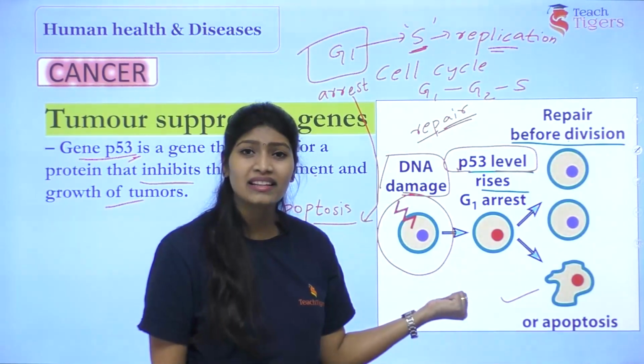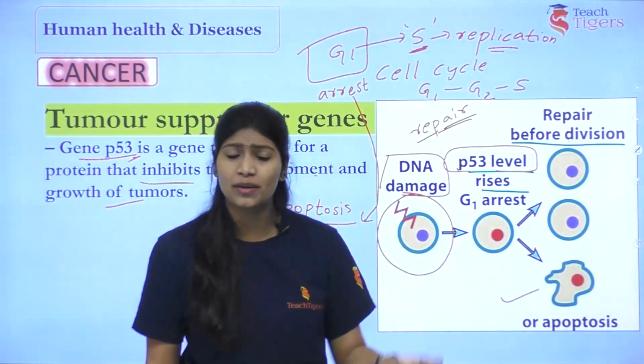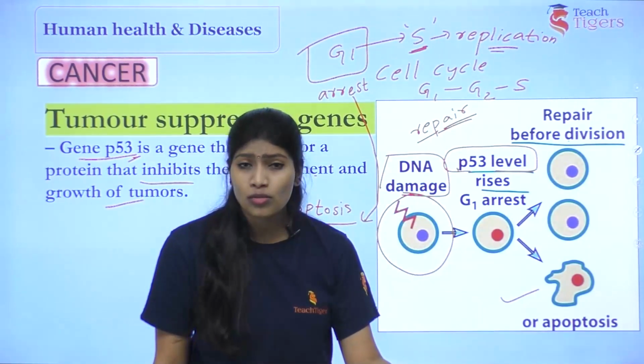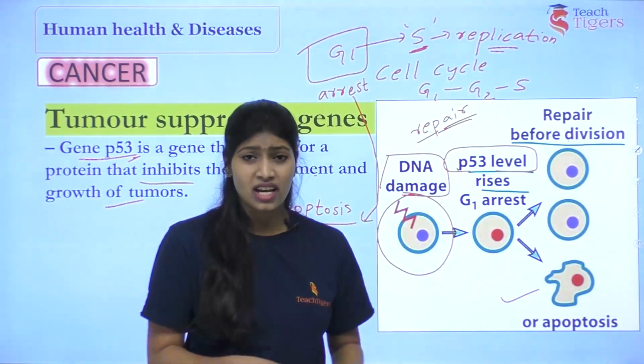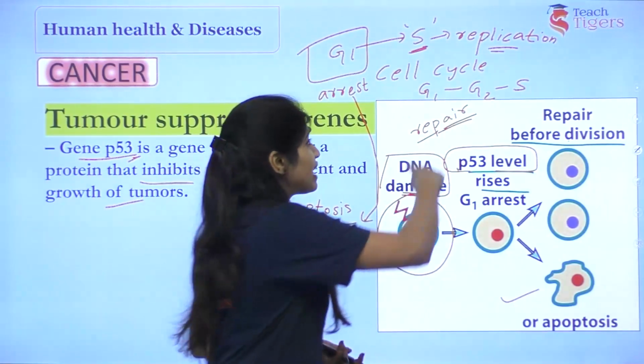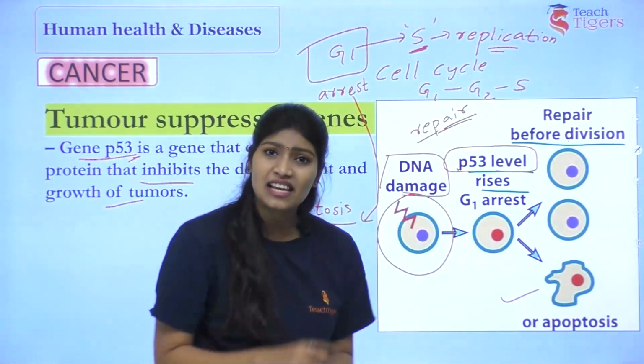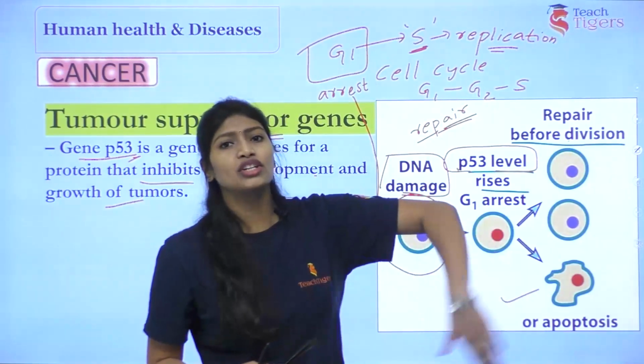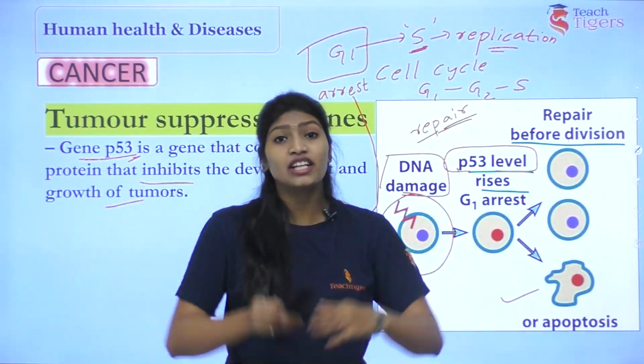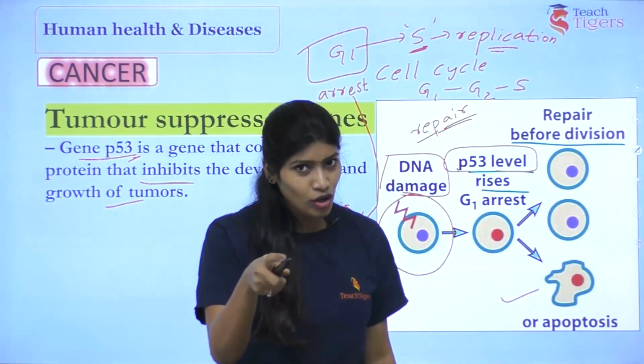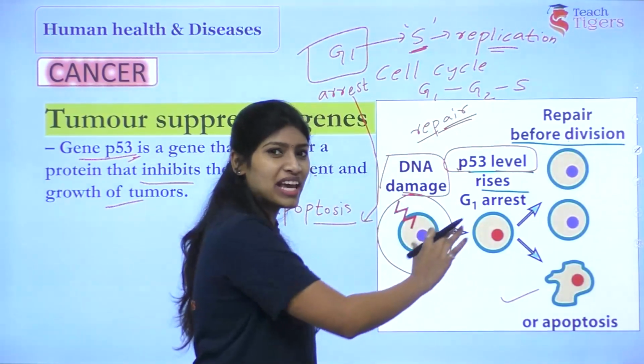Damaged in the sense it can show any mutations, it can show some chromosomal aberrations. So many can be there. So if it allows, what happens? When it enters into S phase, it will replicate in the same way. So damaged DNA is going to be passed on into so many cells. Yes or not? So that's why it has to stop there itself.